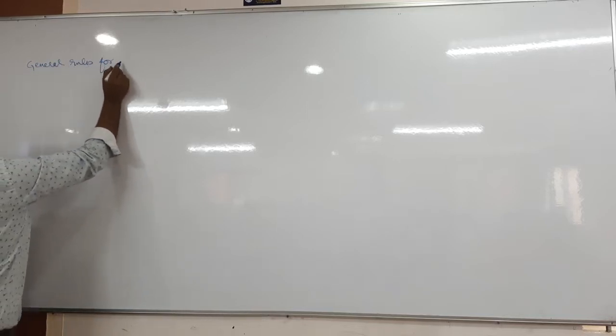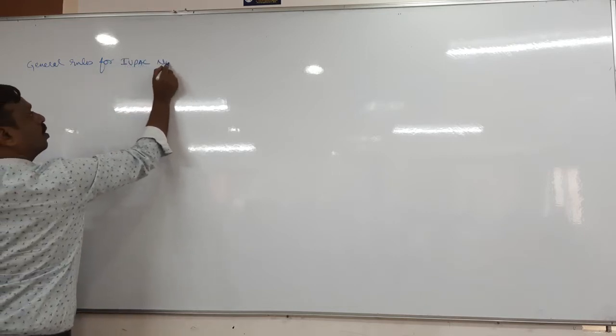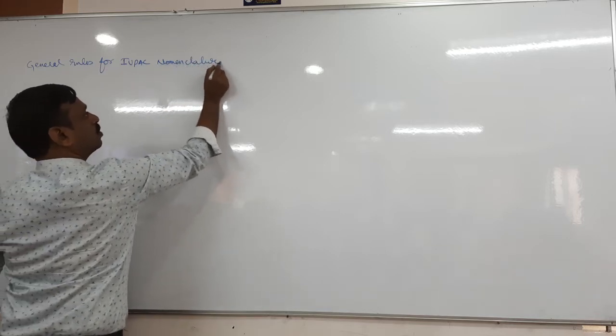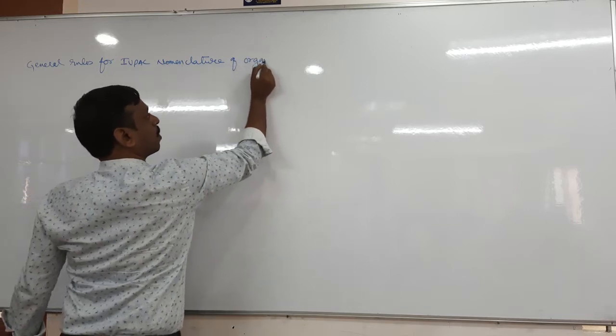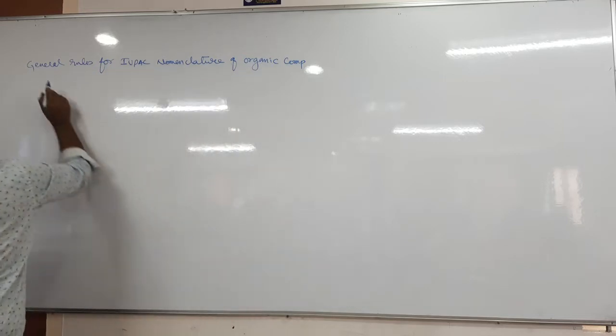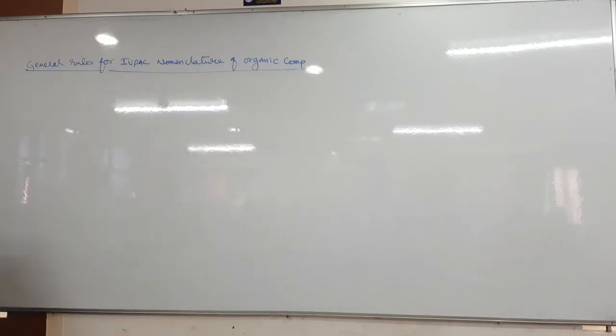General rules for IUPAC nomenclature of organic compounds. General rules for IUPAC nomenclature of organic compounds.